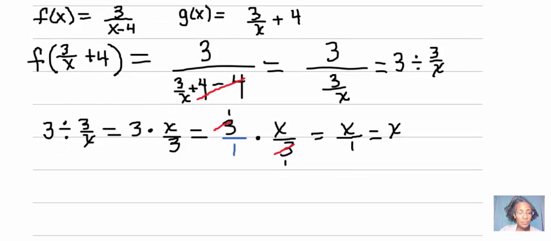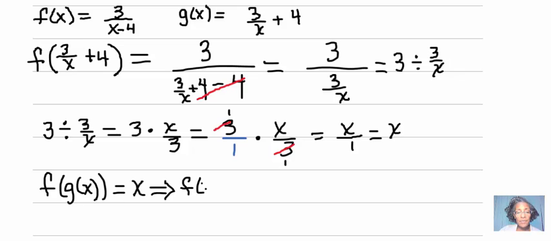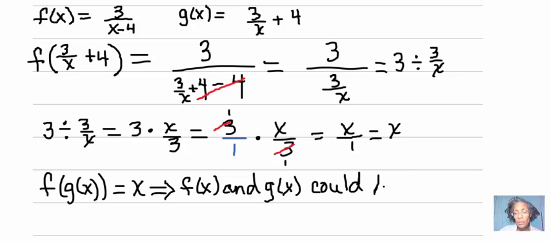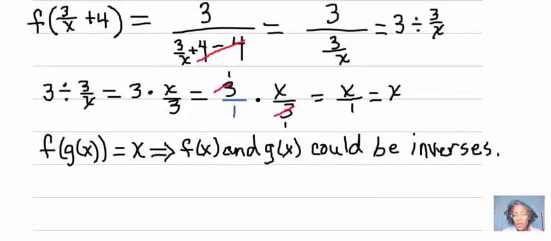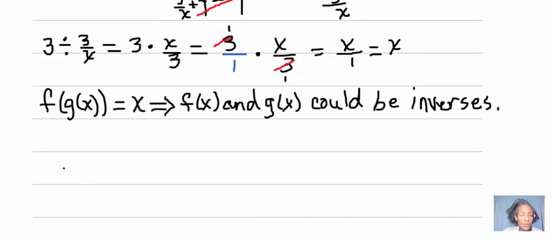So we see that f of g of x is x. All we can conclude at this point is that f of x and g of x could be inverses. And you could say they could be inverses of each other, but it's sufficient to say they could be inverses. So we won't know whether they're inverses or not until we determine what g of f of x is. But all we know is they could possibly be inverses.